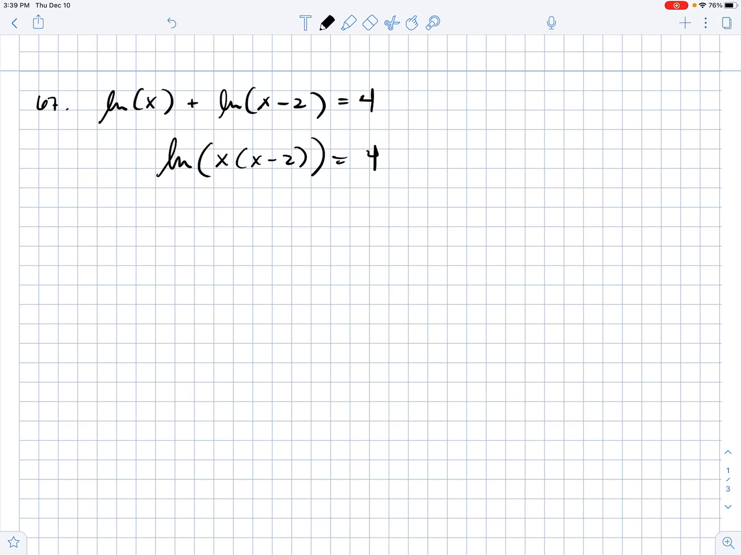Now I'm going to rewrite in exponential form. So that's e to the 4th equals, and I'm going to distribute that x in, so it's x squared minus 2x. Now this is just a quadratic equation, and I know it looks different than the quadratic equations you've worked with in the past. Sorry, that's e to the 4th, because the constant is minus e to the 4th. I'm not going to factor this; the value of c in my quadratic formula is going to be negative e to the 4th.